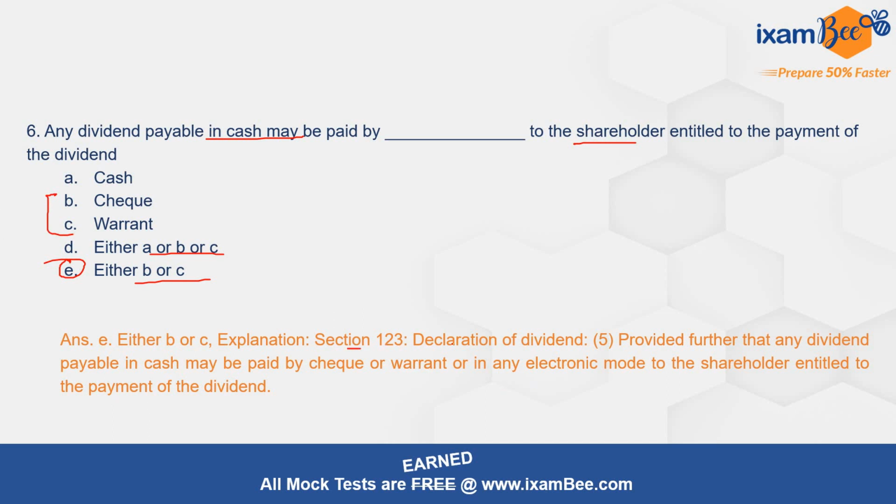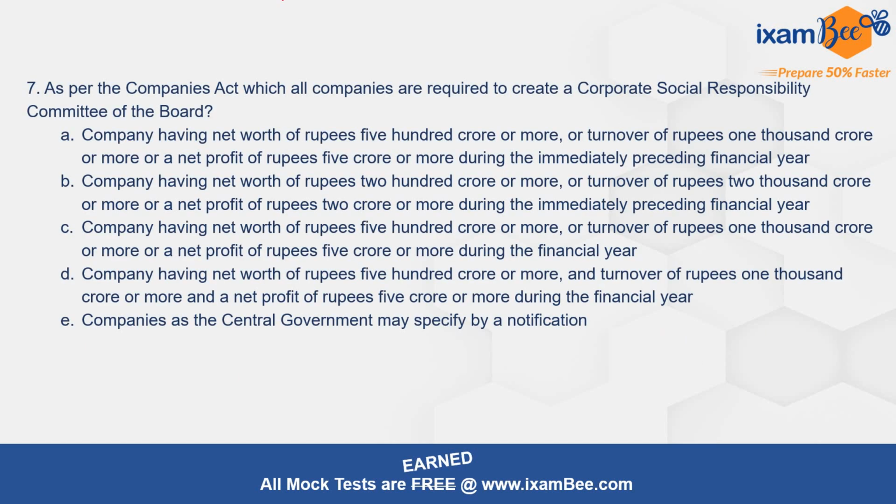So section 123, which talks about declaration of dividend, mentions that any dividend payable in cash may be paid by check or warrant or in electronic mode. So check and warrant is the correct option over there. Apart from that, it can be in the electronic mode to the shareholders who are entitled with respect to its payment. Now the question number 7 is, as per the Companies Act, which all companies are required to create a corporate social responsibility committee of the board?